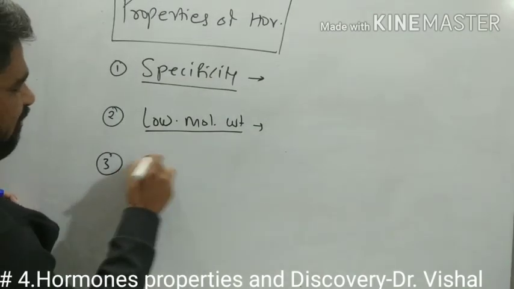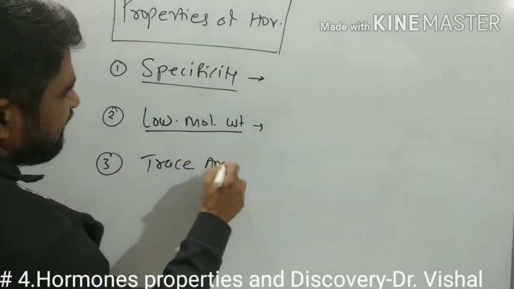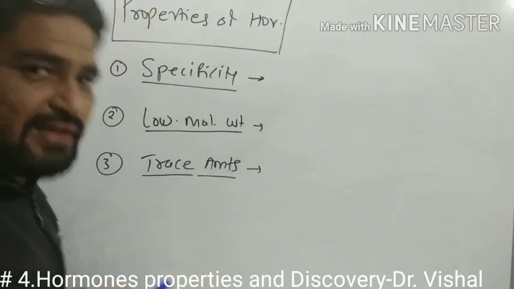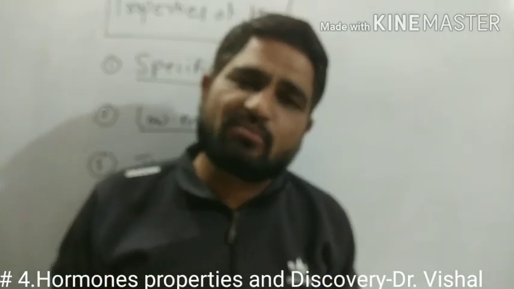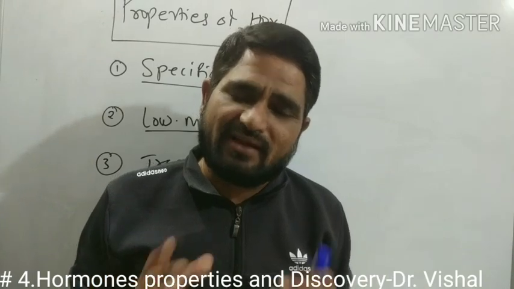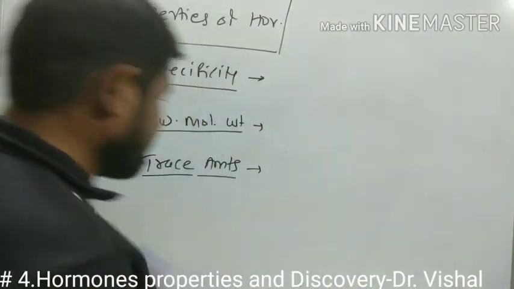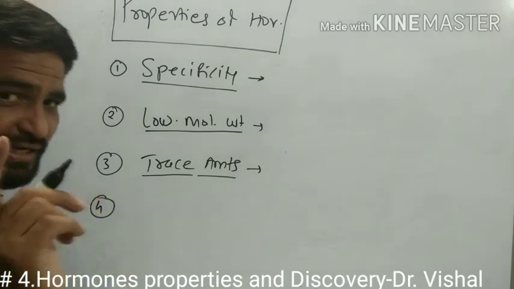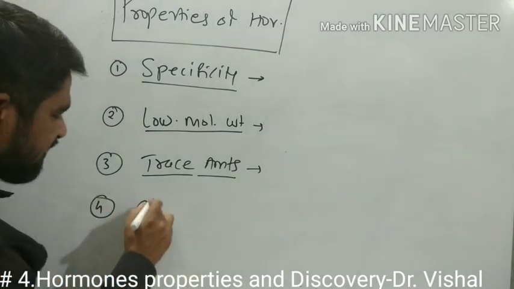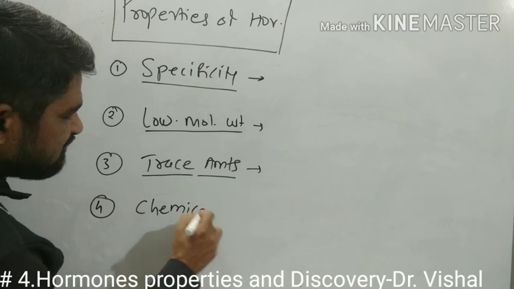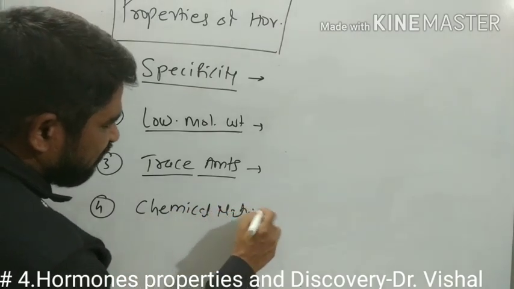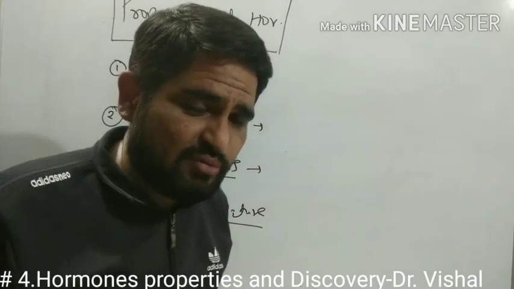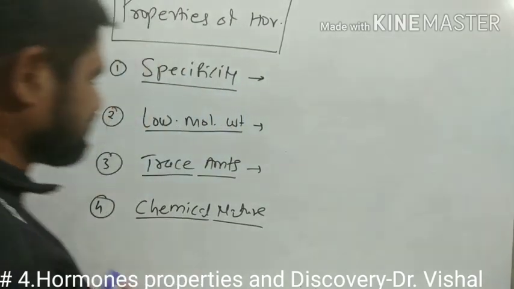Next, hormones are produced in trace amounts. We already studied this property in the definition, that the need of the hormones by the body is very small, so they are produced in trace amounts. This is also important. The next property of the hormones is that hormones are chemical in nature. We need to talk about this topic, the chemical classification of the hormones. There are questions on chemical classification of hormones.